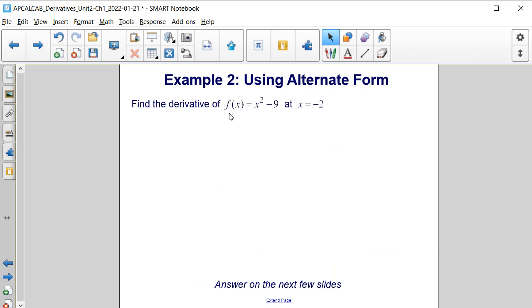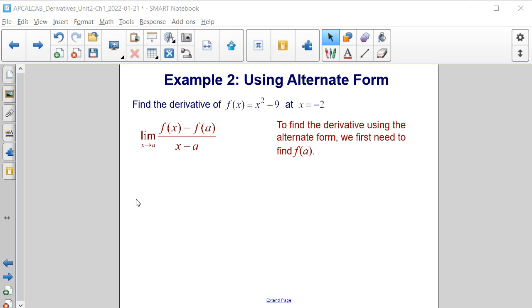Find the derivative of f of x equals x squared minus 9 at x equals -2. Well, the alternate form for finding a derivative is the limit as x approaches a of f of x minus f of a, all divided by x minus a. And to find the derivative using this alternate form, we first need to find out what f of a is, or f of -2.